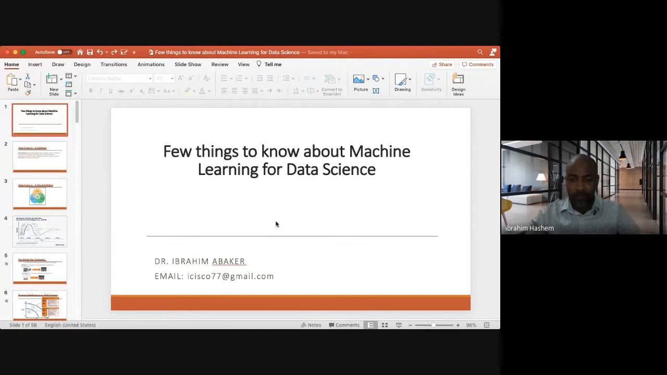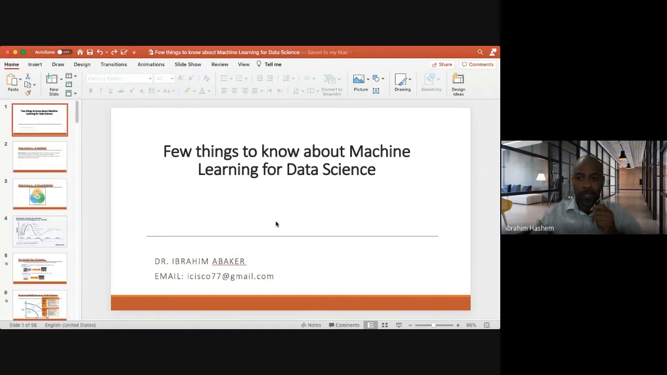All right, so the topic of this session is a few things to know about machine learning for data science. As we know, in recent years, data science and machine learning has become one of the core topics that everyone is talking about. So let's go through the journey of machine learning, and how machine learning can be utilized in data science.